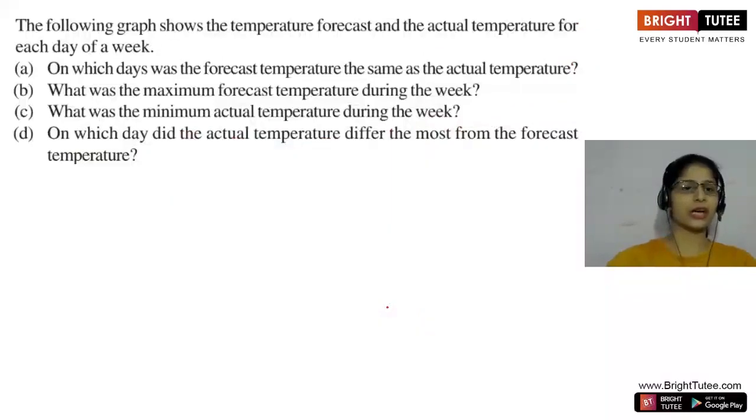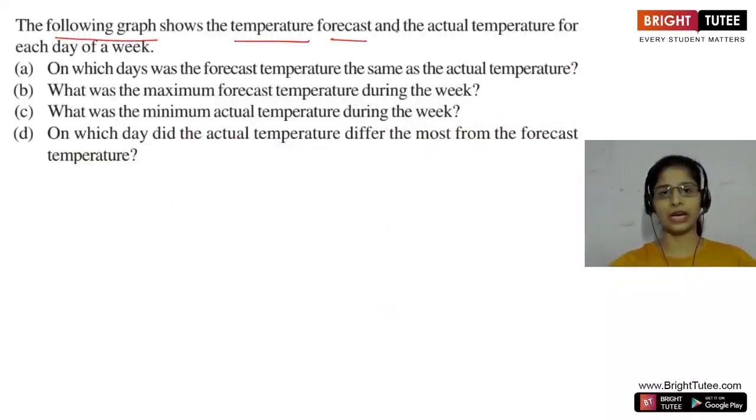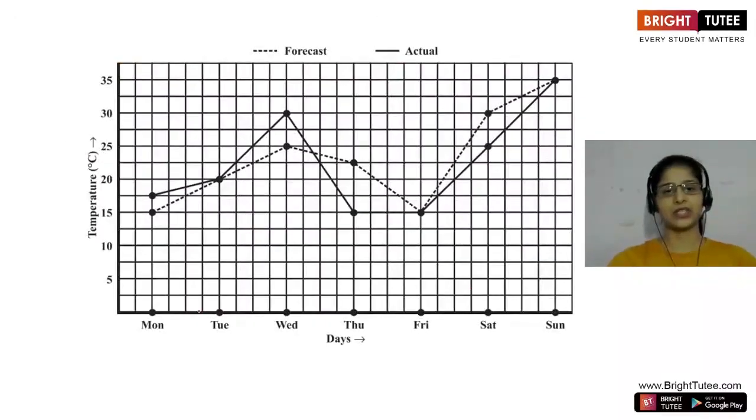Moving to the next question now. Here they are saying the following graph shows the temperature forecast and actual temperature for each day of a week. So temperature forecast is given and actual temperature for each day of the week is given. That means from Monday to Saturday, or Sunday, just see the graph first. Here we see we have been given for the complete week including Sunday.